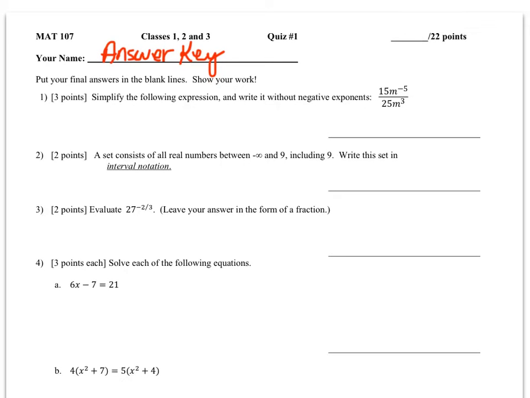Okay, so let's take a look at the first quiz, and we'll go over some of the answers, and I'll try to explain each of the steps in case you missed a few on your attempt on the quiz. So the first problem wants us to simplify this rational expression, and we want our answer to not have any negative exponents. So let's take a look at this.